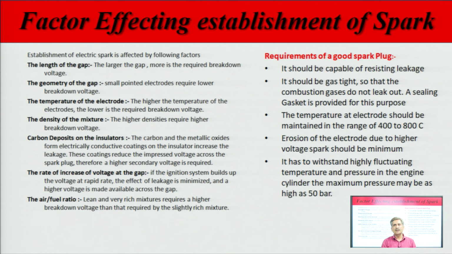These are the requirements of a good spark plug. It should be capable of resisting leakage. It should be gas tight so that the combustion gases do not leak out; a sealing gasket is provided for this purpose. The temperature at the electrode should be maintained in the range of 400 to 800 degrees Celsius as per the metallurgical limit of the electrode material. Erosion of the electrode due to the high voltage spark should be minimum. It has to withstand highly fluctuating temperature and pressure in the engine cylinder, and maximum pressure may be as high as 50 bar. So, this was all about the ignition system.